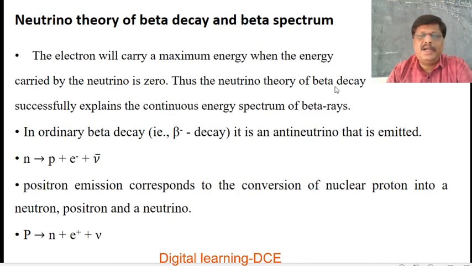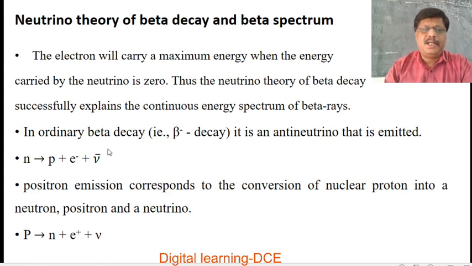Thus, the neutrino theory of beta decay successfully explains the continuous energy spectrum of the beta particles. In ordinary beta decay, that is beta minus decay, it is an antineutrino that is emitted along with the beta particle. Then the equation is represented by a neutron being converted into a proton with the emission of the beta particle and also the third particle, antineutrino. Then only can we explain all the conservation laws, due to the presence of this third new particle called antineutrino.